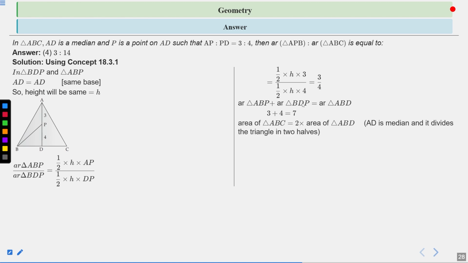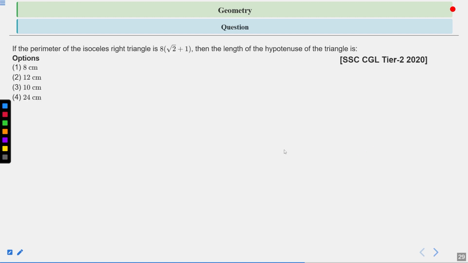Now the area of triangle ABC is 2 times the area of triangle ABD, because we know that AD is the median and it divides the triangle into 2 equal halves. So the area of triangle ABC will become 7 into 2, which equals 14 units. Now the ratio of the area of triangle ABP and the whole area of triangle ABC becomes 3 ratio 14. So the fourth one is the correct answer of this question. Next one.